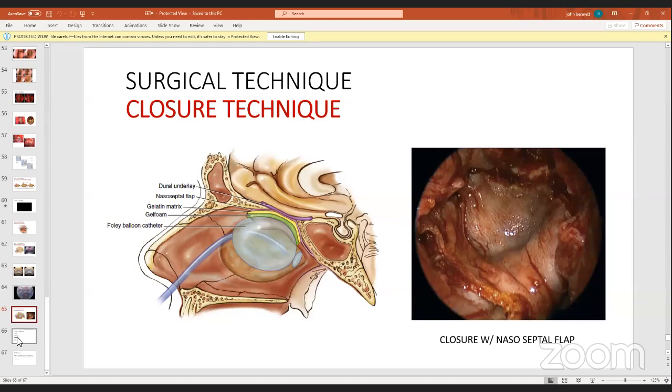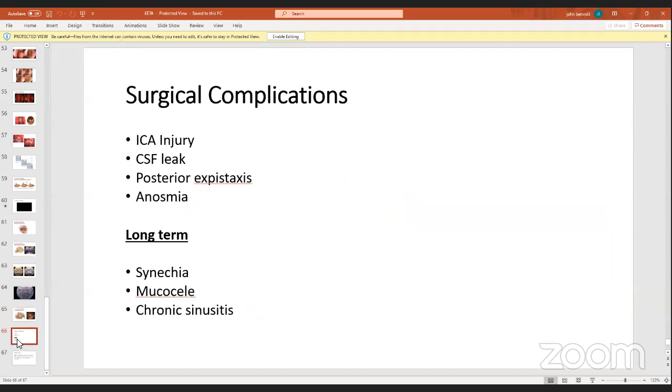Okay, next slide. The complications you can have: ICA injuries if you go too laterally, if you don't look at the small piece of rostrum that you left. You can have CSF leaks, depending on whether you go through the ethmoid bone or you open the diaphragm during pituitary adenoma surgery. You can have posterior epistaxis because you injure the sphenopalatine arteries. If you go too high, you can have anosmia by destroying the fibers of the olfactory nerve. In the long term, you can have synechiae, mucocele, or chronic sinusitis.